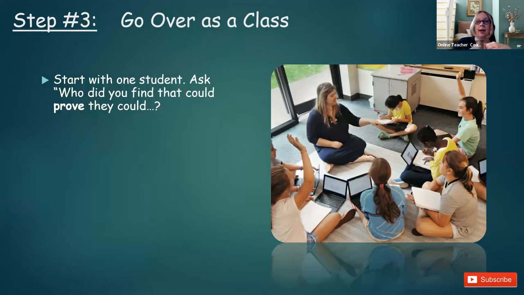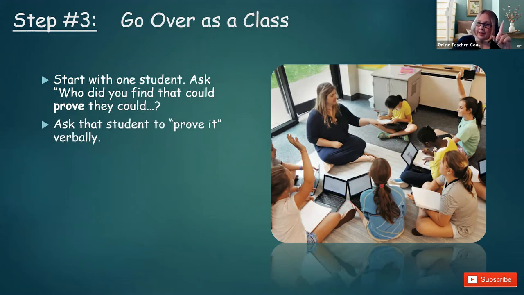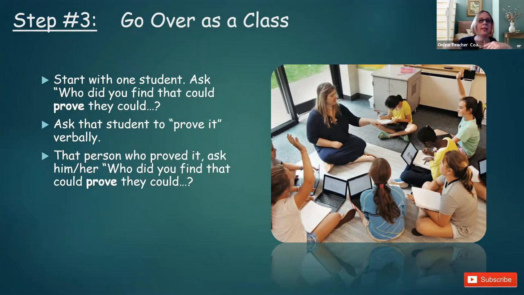So then I say, Adele, Jeffrey says that you could order in a restaurant in French. Let's see you prove it. And so she says, je prends, I don't know what it is, un croissant, right? I'm gonna have a crescent roll. Great. So it kind of goes around. It takes the pressure off the first person, but keeps everybody on their toes because they already practiced it, right? So you ask that student to prove it, and then that person who proved it, you ask the next task. Who did you find that could prove they could, right? And so it kind of goes around, and it very well could come back to the first person. That's just sort of the way it works, and then you continue.